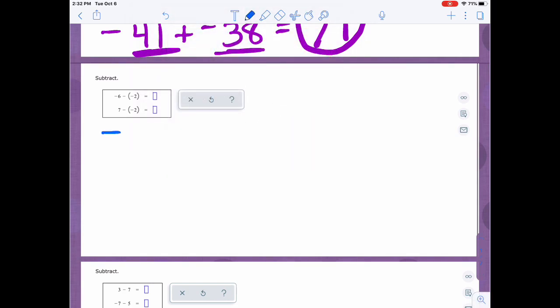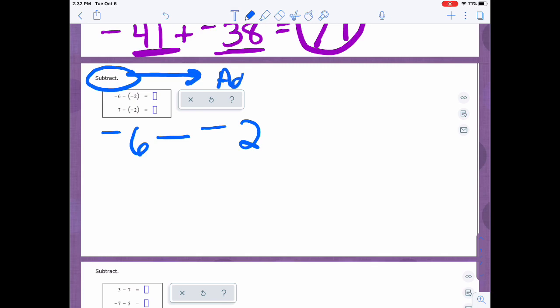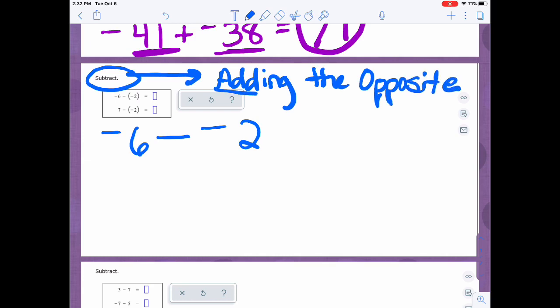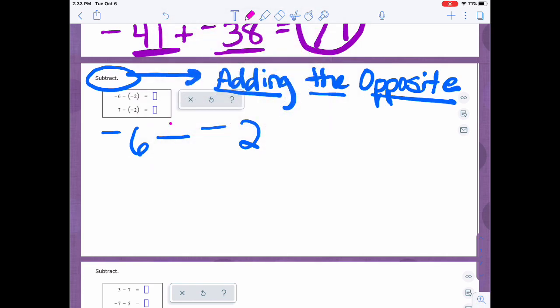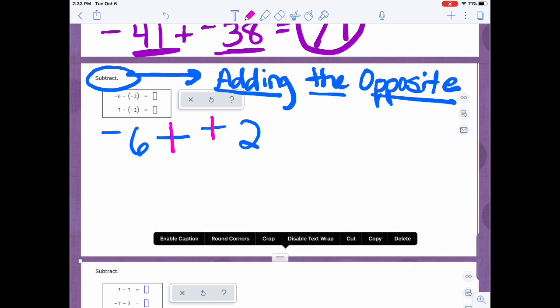Here we have -6 minus a -2. So now we're talking about subtracting. And remember, there's no such thing as subtracting, only adding the opposite. And if that is not stuck in your head yet, you haven't been watching my videos. Adding the opposite. So when we add the opposite, it looks like this. We change subtraction to addition, and we change the sign on the next number. Change, change, add the opposite.